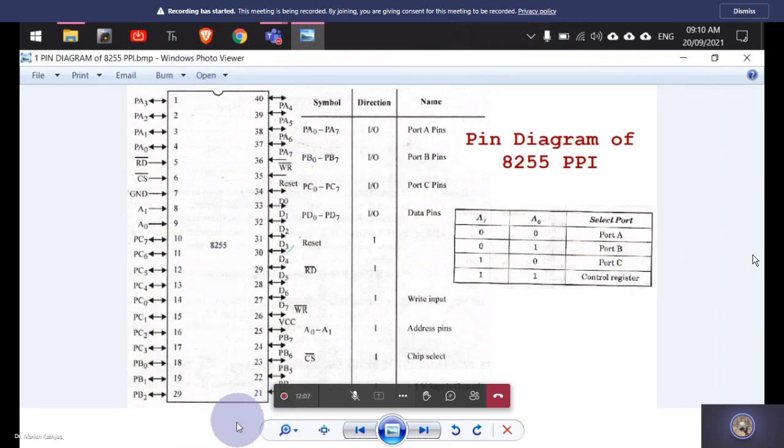So you can see that there are various pins for various ports, right? So let us start from this port A only. This port A has got 8 bits. So you can see that there is this PA0, PA1, PA2, PA3, and similarly up to this PA7. So from 0 to 7, there are these pins for port A.